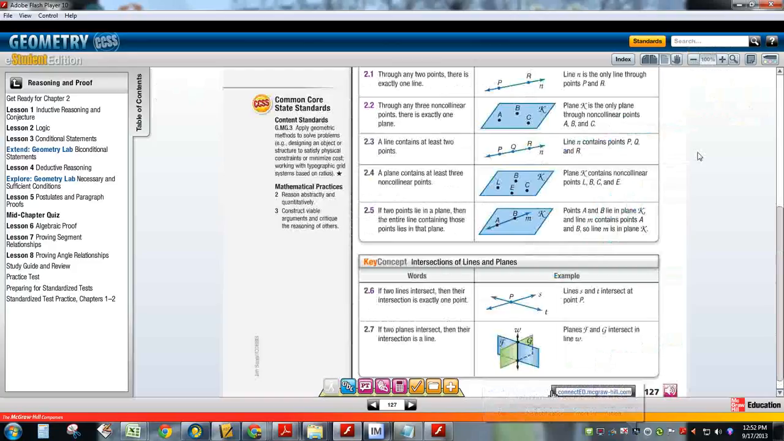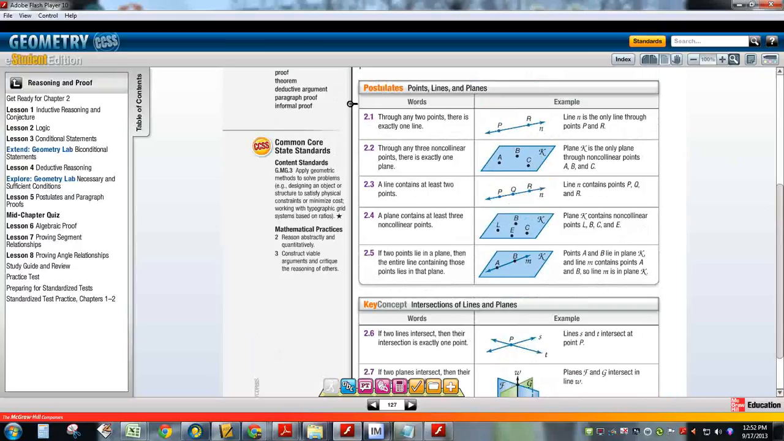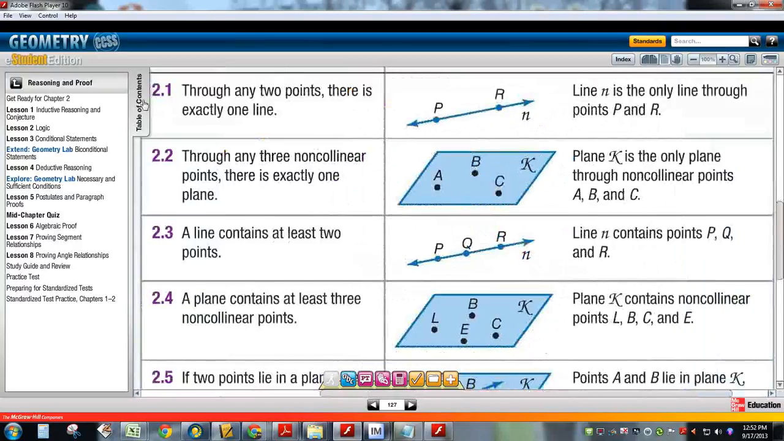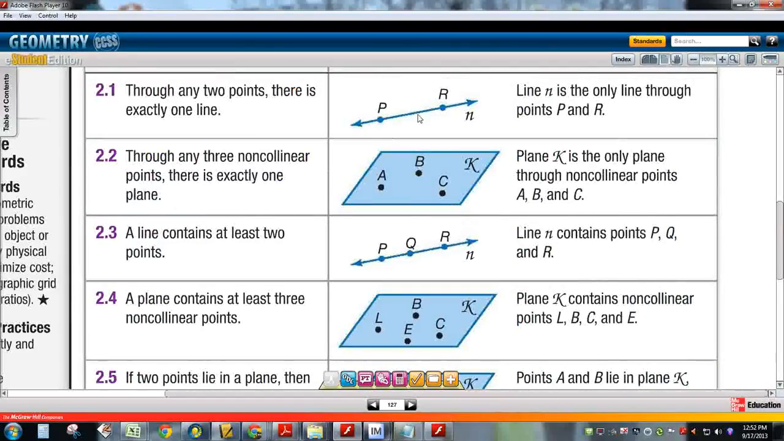And what that means is that if you put two dots on, there's only one line that you can draw through them. Okay? For any non-collinear points, there is exactly one plane. These are true. They've been proven, they're true, no matter what.